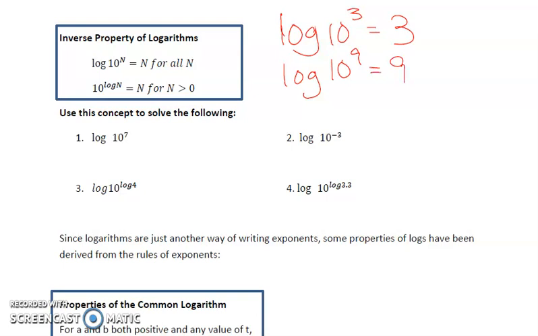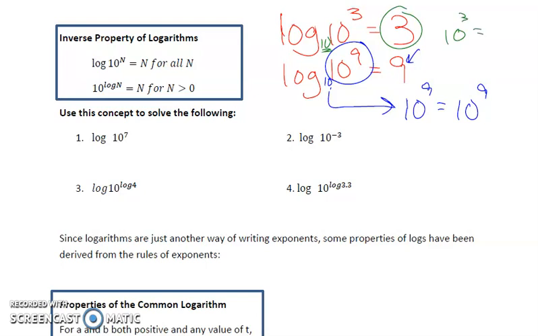The reason why is because if I stick in the base here of 10, and write this as an exponential, 10 to its exponent, which is 9, is equal to its answer, which is 10 to the 9th. So hopefully when you look at that, it makes sense. For the one above it, if I put in the base of 10, it's 10 to the exponent, which is 3, equal to the answer, which is 10 to the third power.